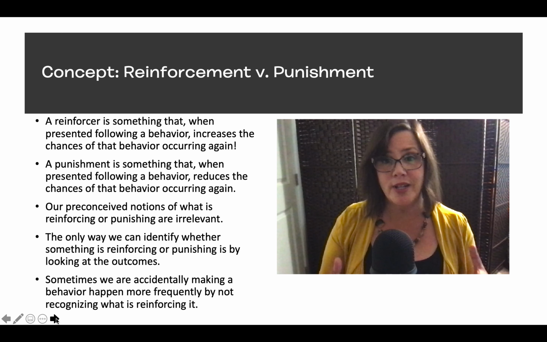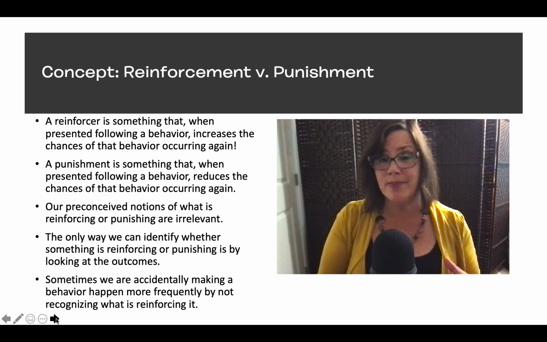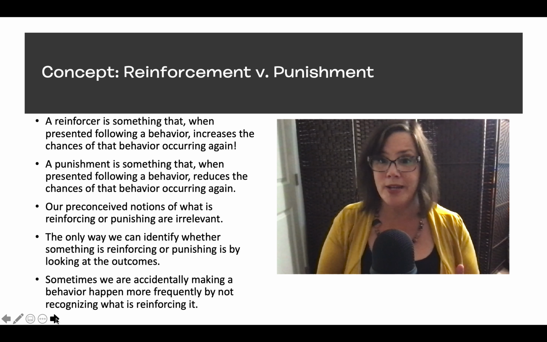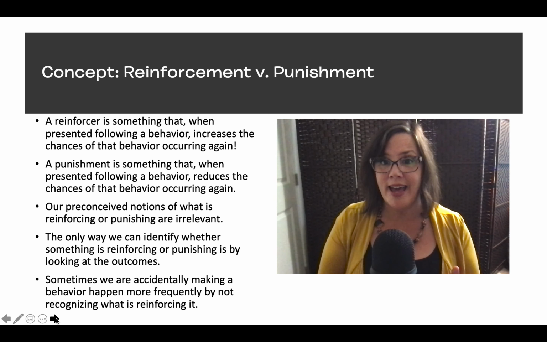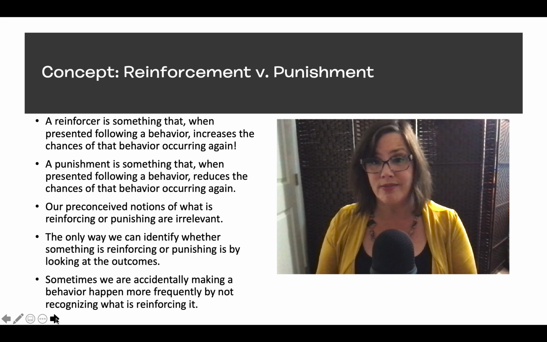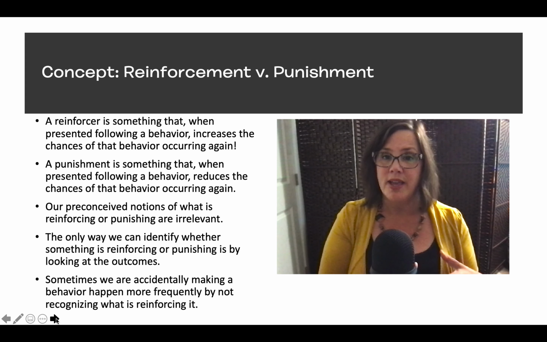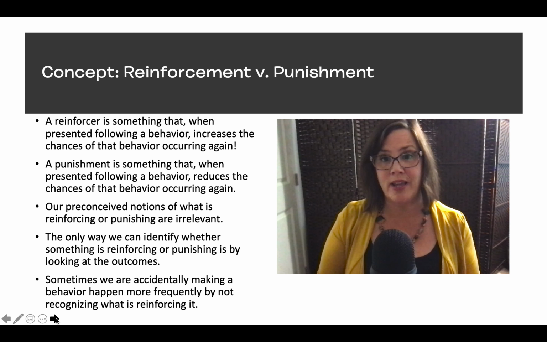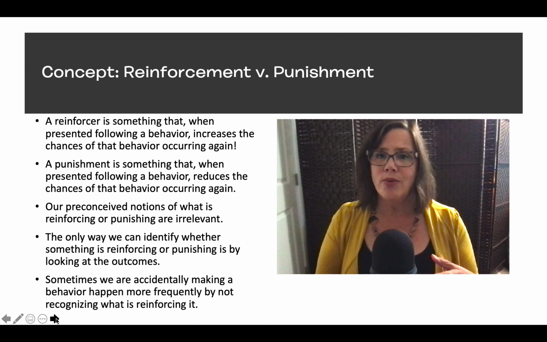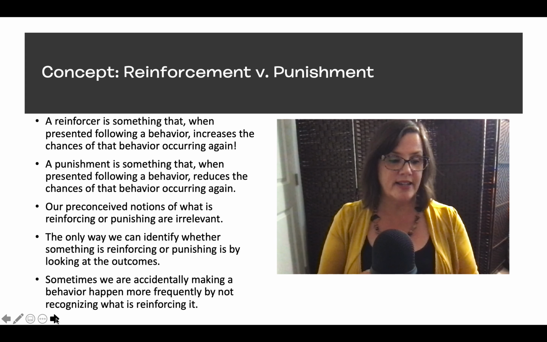So this is a really, really critical thing for us to understand if we're going to be effective at implementing behavioral interventions. So let me explain. In behavioral terms, a reinforcer means something that, when it's presented after a behavior, increases the chances that that behavior is going to keep occurring, okay? And a punishment is something that occurs after a behavior that decreases the chances that that behavior is going to happen again.